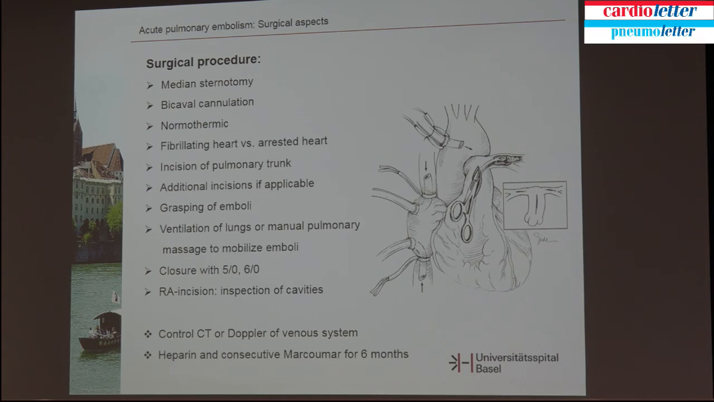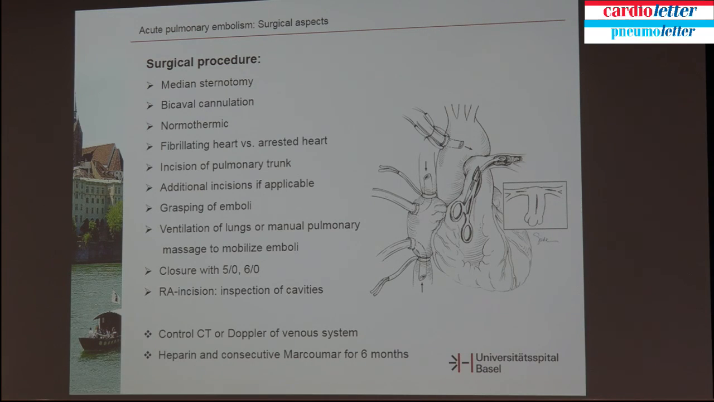The procedure itself is quite easy. Via median sternotomy and bicaval cannulation, the patient is operated under normothermia. You can do this with the fibrillating heart or the arrested heart. You incise the pulmonary trunk. If you need, you can incise additional aspects of the anatomy. Then you grasp the emboli. At that time, the anesthesiologist tries to ventilate the lung so that debris can be mobilized. You also can open the pleural cavity and manually massage the lungs to mobilize these emboli.